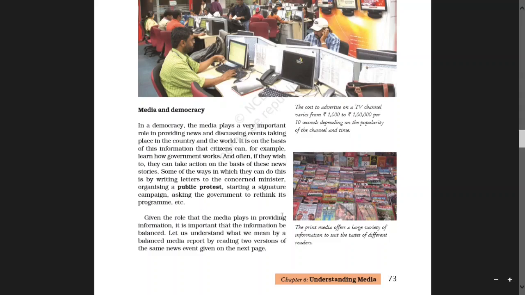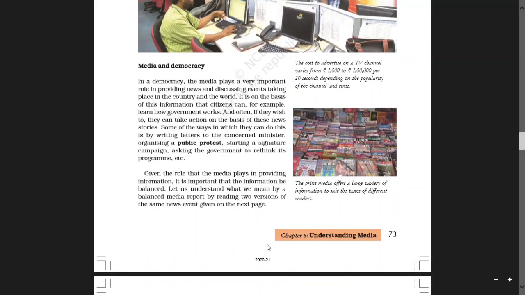Given the role that the media plays in providing information, it is important that the information be balanced. Let us understand what we mean by a balanced media report by reading two versions, meaning two forms, of the same news event given on the next page. We are going to learn about this balanced media.